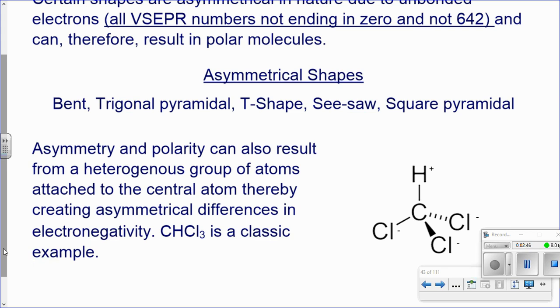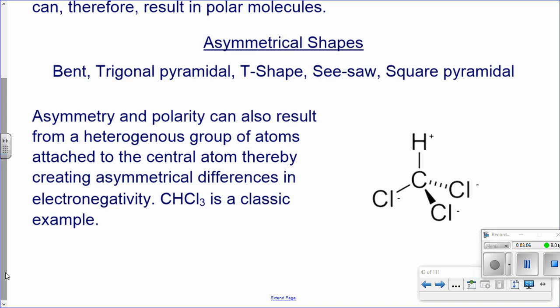So, the shape in this case leads to an asymmetry. And the asymmetry allows the electrons to drift to one side because there's not a balance. So asymmetry and polarity can result from a heterogeneous group of atoms attached to the central atom, thereby creating asymmetrical differences in electronegativity. CHCl3 is a classic example. So notice we have a very symmetrical molecule. So this is a tetrahedral molecule.